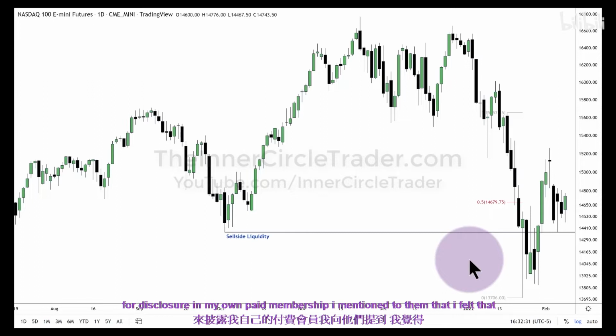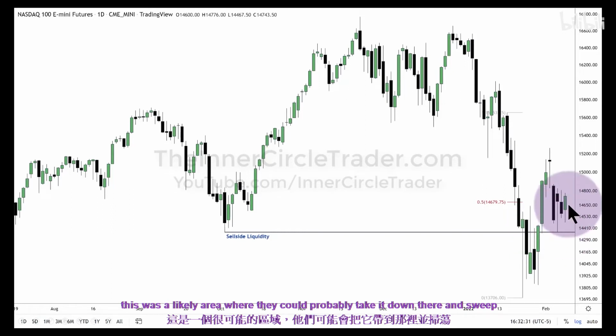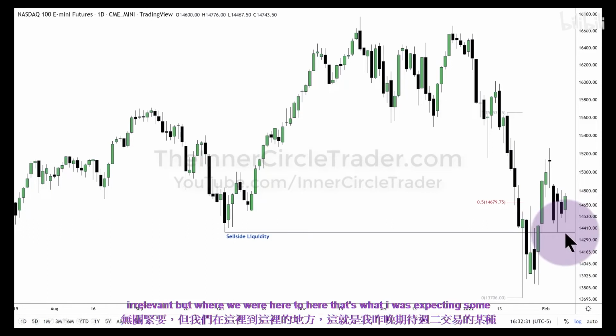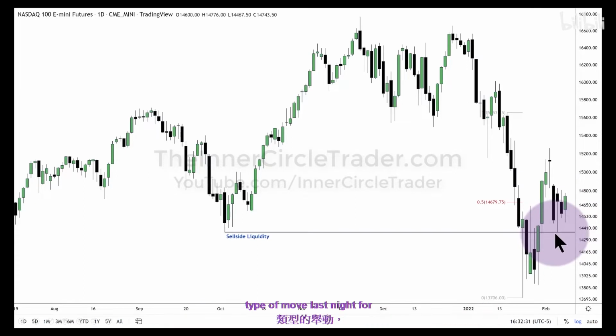For disclosure, in my own paid membership, I mentioned to them that I felt that this was a likely area where they could probably take it down there and sweep that area. Whether it goes lower or not, it's irrelevant. But where we were here to here, that's what I was expecting, some type of move last night for Tuesday's trading. Okay, so Tuesday's trading, the 8th of February, 2022, going into the marketplace, I was anticipating something that would be bearish.